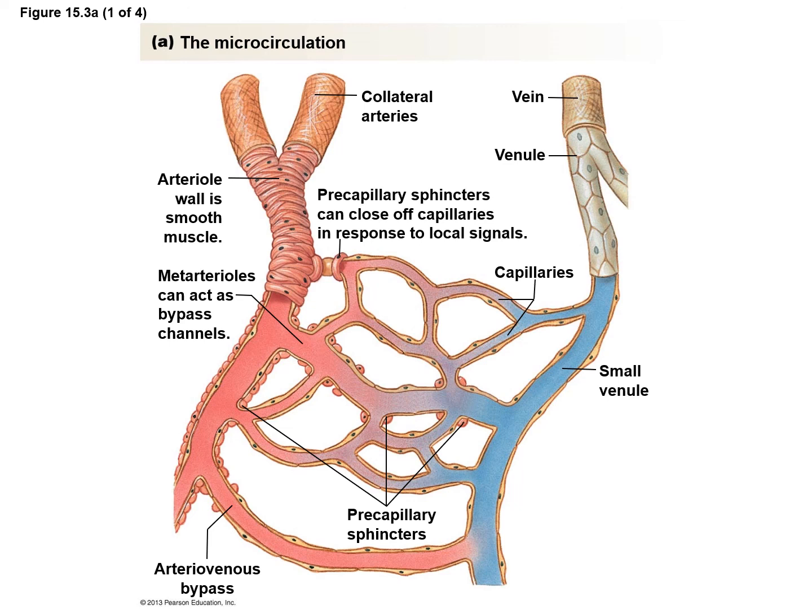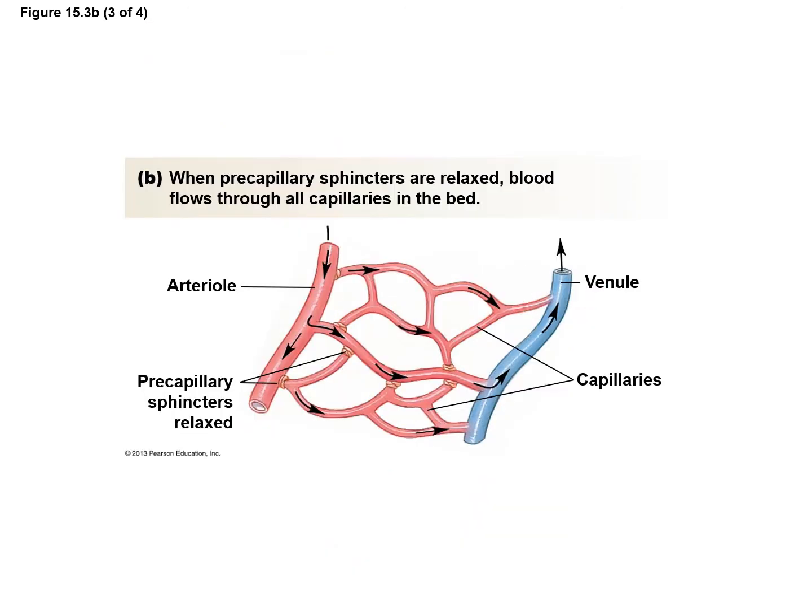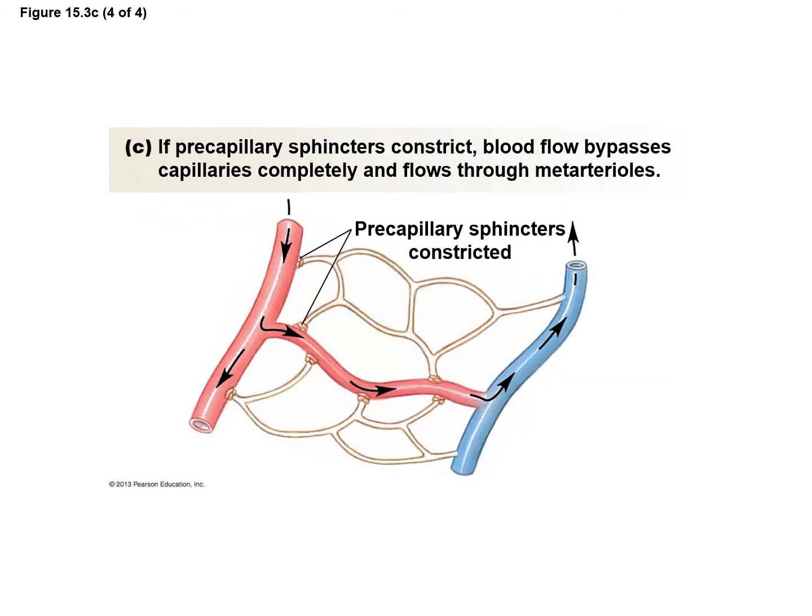Here we have a nice open capillary bed and exchange happening. We can see blood flowing through, all free, when precapillary sphincters are relaxed and blood flows just through the capillary bed. However, if the precapillary sphincters constrict, we restrict blood flow to this capillary bed, and it still runs through the area, but it's not going to be going out as much.